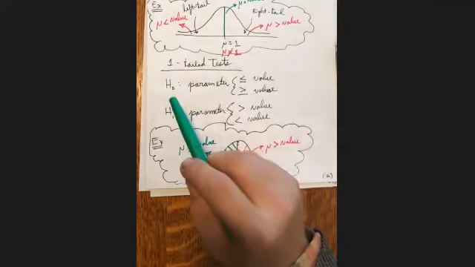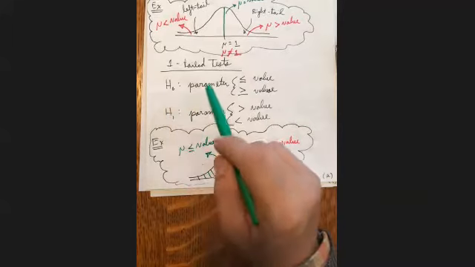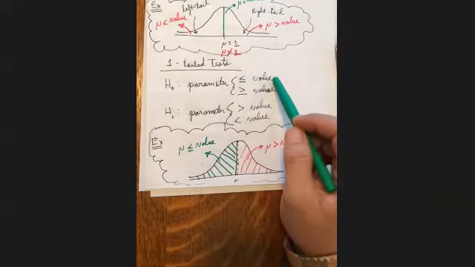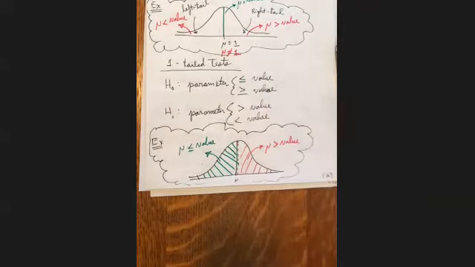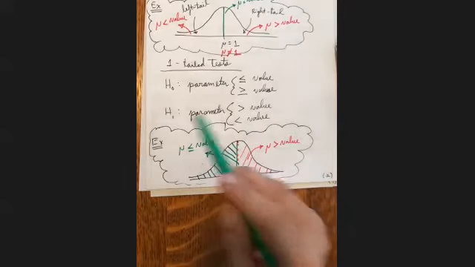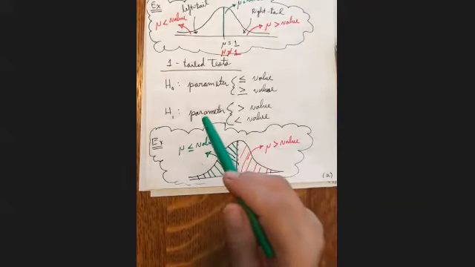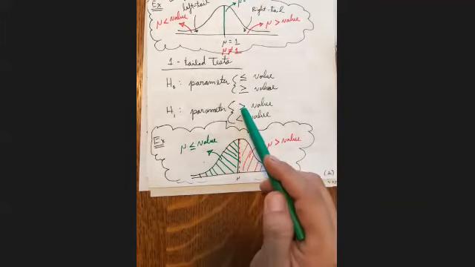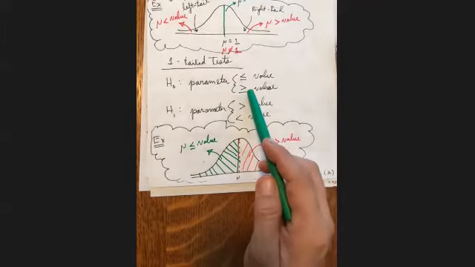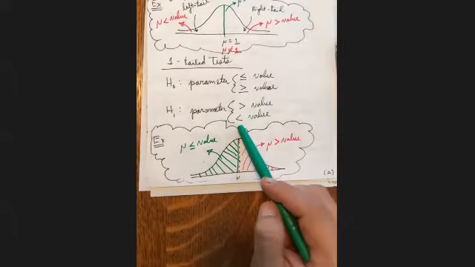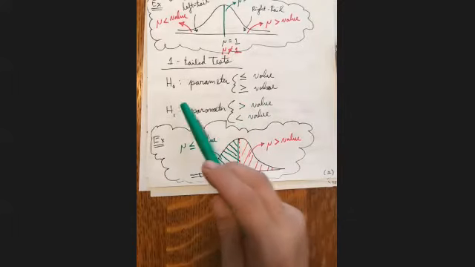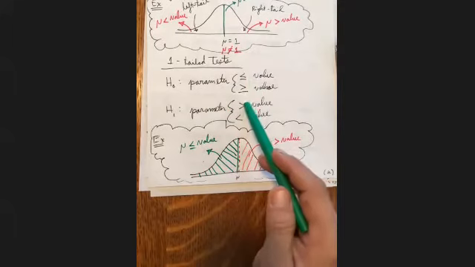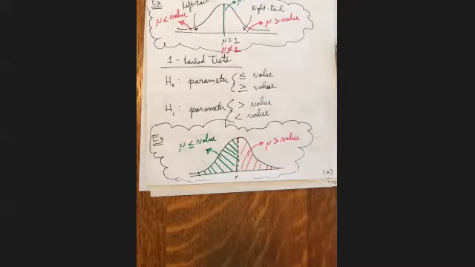So here our null hypothesis would be a parameter is less than or equal to a value or greater than or equal to a value. The alternative hypothesis would be the opposite of these, which would be for less than or equal to, the parameter would be strictly greater than. For greater than or equal to, the parameter would be strictly less than. So the alternative hypothesis is always opposite the null hypothesis.